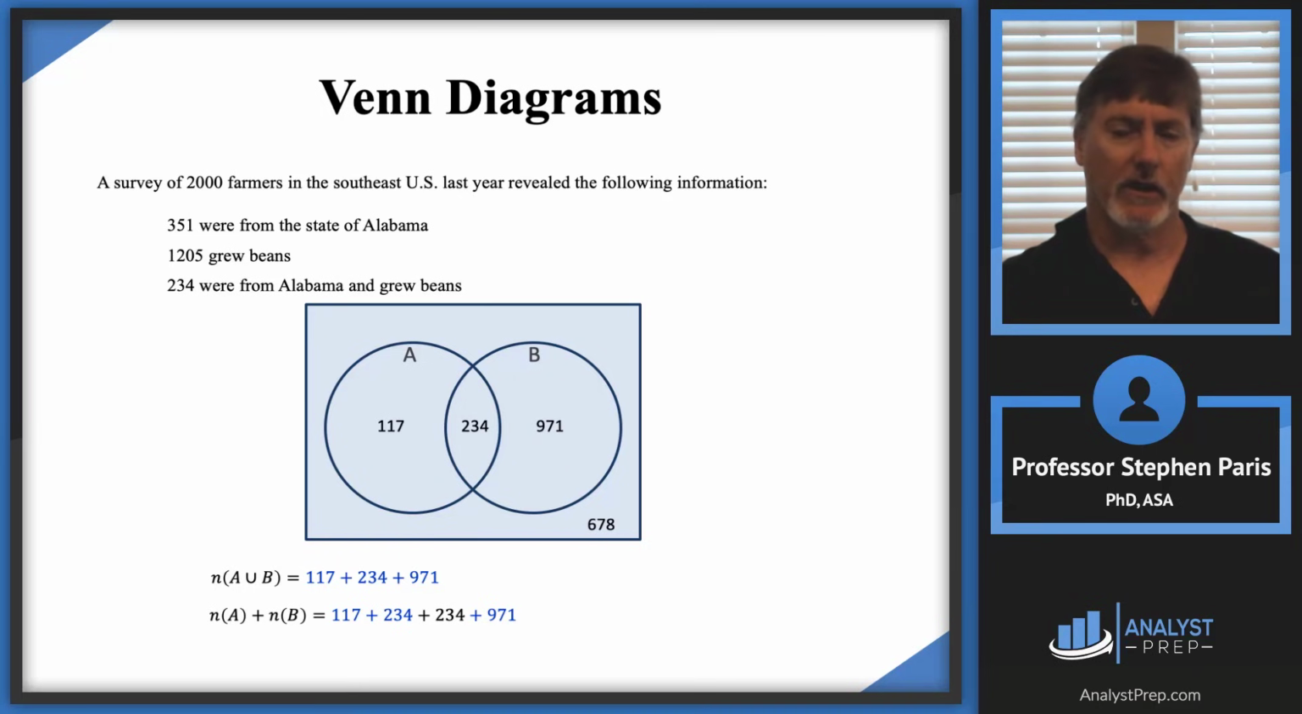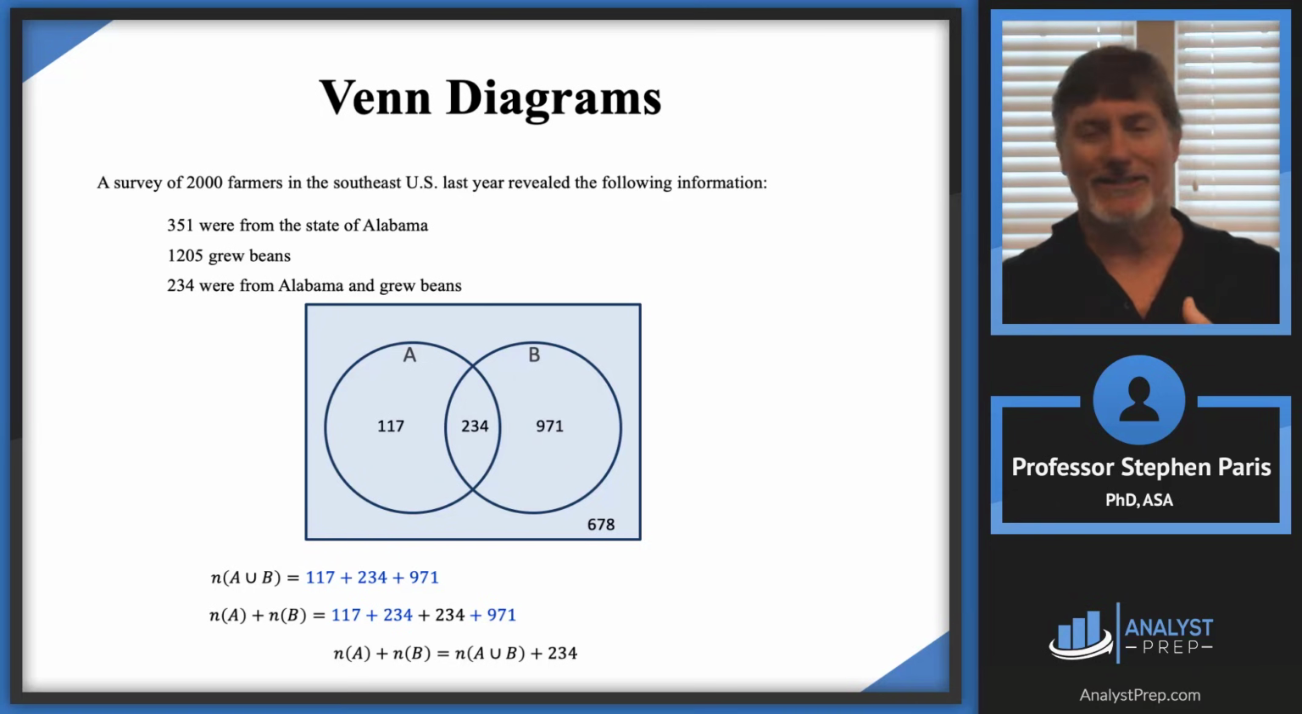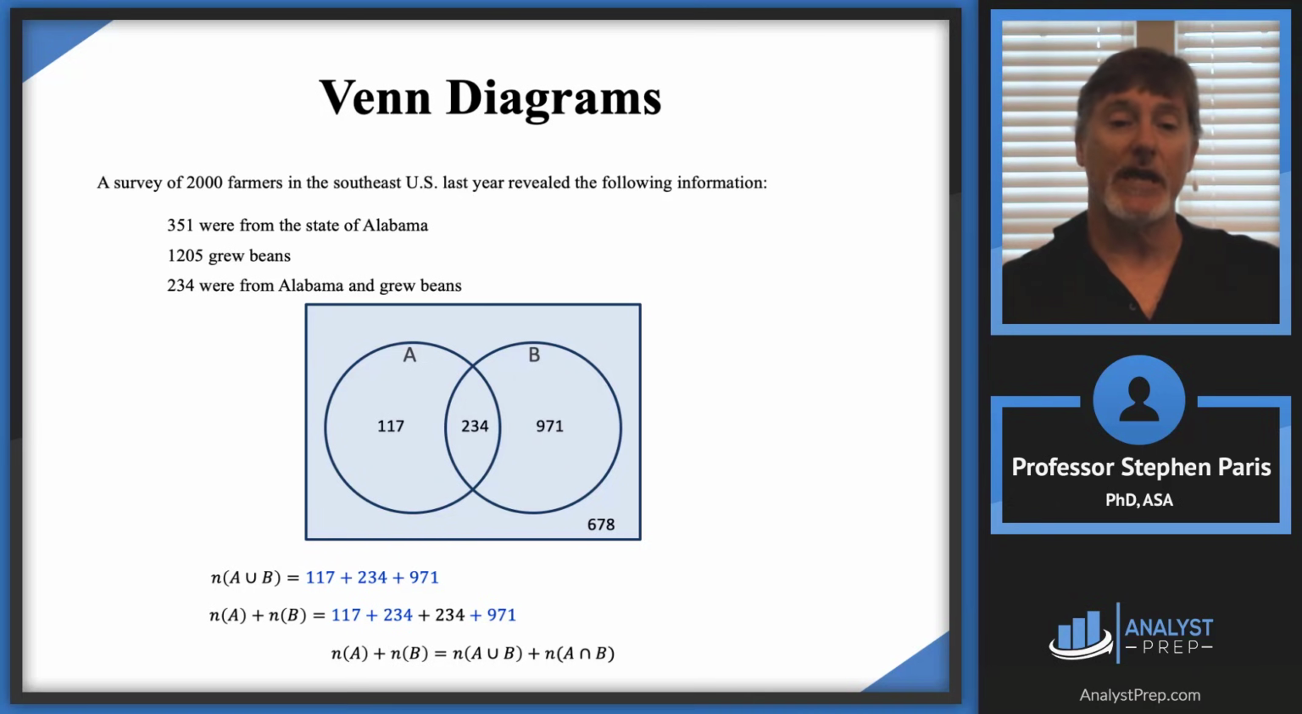The number of outcomes in A plus the number of outcomes in B, as I've got it written, would be the number of outcomes in A union B plus the other 234. But notice the 234 was the number of outcomes in A intersect B.